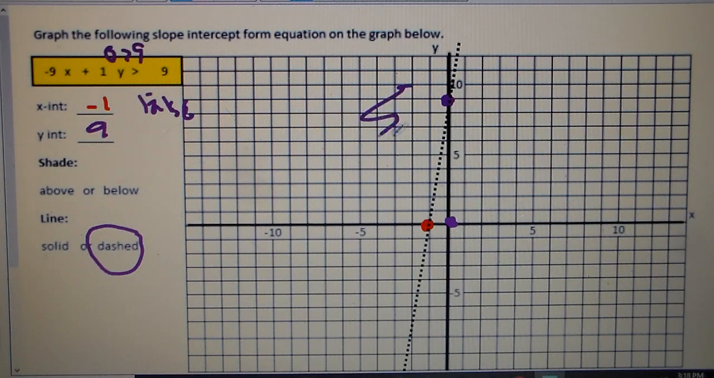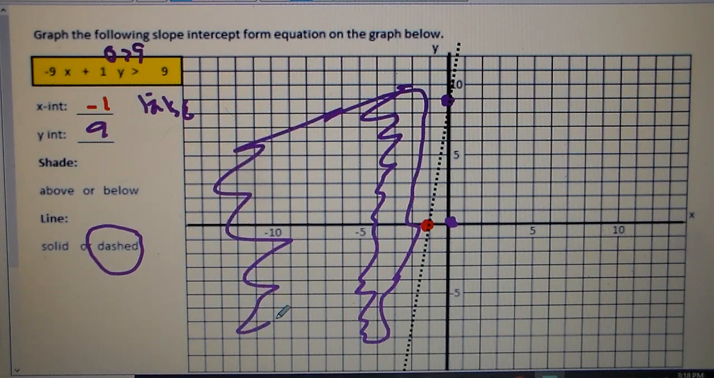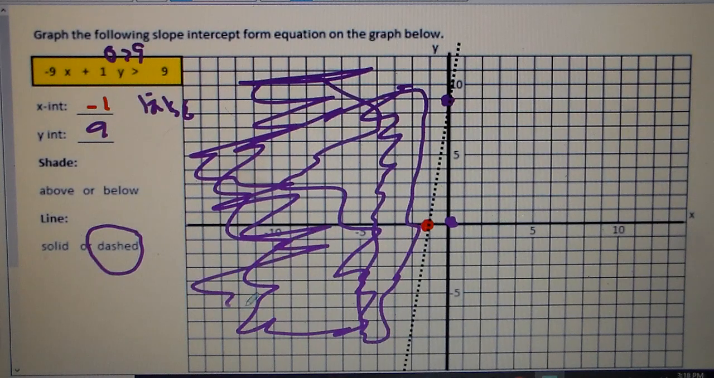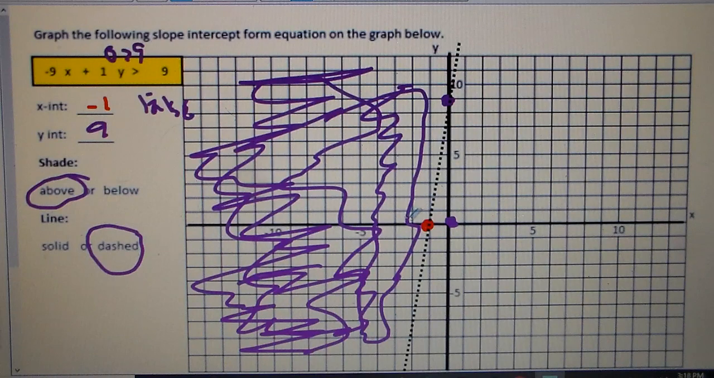So that means we have to shade the other side of this dashed line. So everything over here needs to be shaded. Because all of those on this side, the left-hand side of this line, or the left and up, it's all shaded.